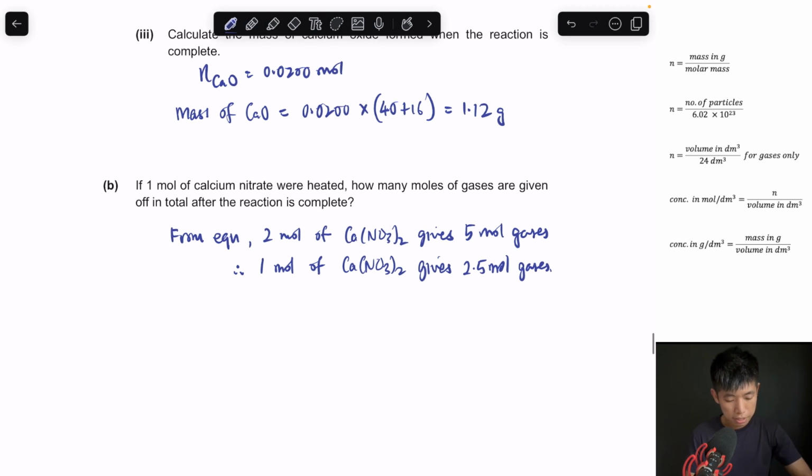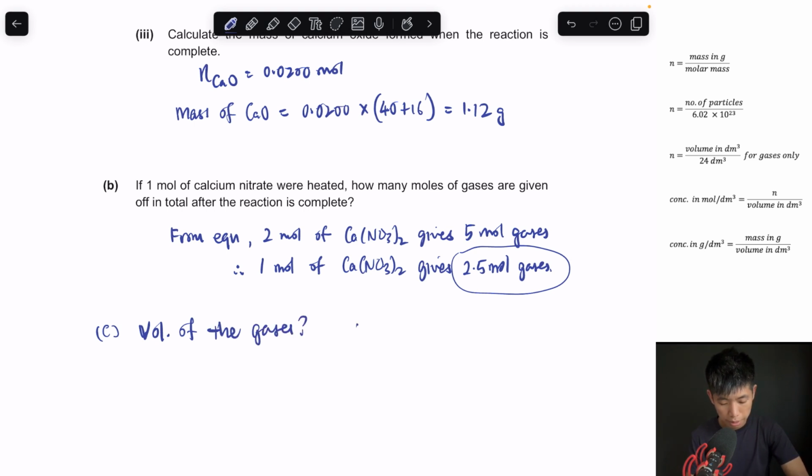I can even ask a next part, right? So using your answer here, right, 2.5 mole of gases, what is the volume of the gases? So you know that number of moles is volume of gas over 24 dm cube. So which means 2.5 mole, right? You get 2.5 times 24, that is 60 dm cube.